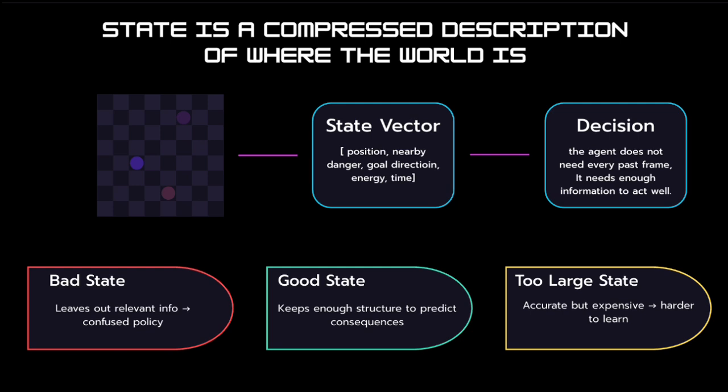All right, the Markov idea is one of the most important abstract ideas in reinforcement learning. It says that if the current state is truly complete, then the future should depend on the current state and current action, not the entire history separately. This does not mean the past is unimportant. It means that the relevant past has been compressed into the present state.